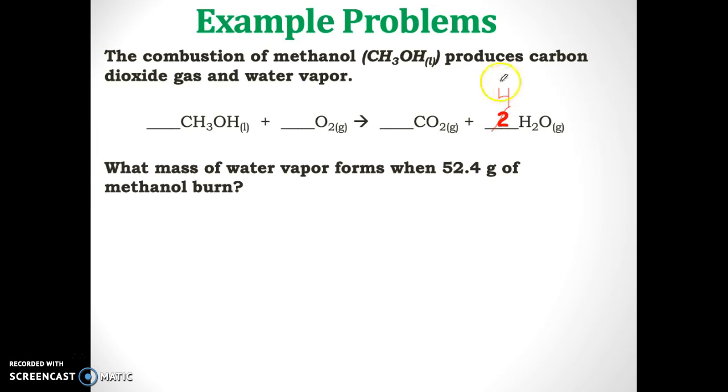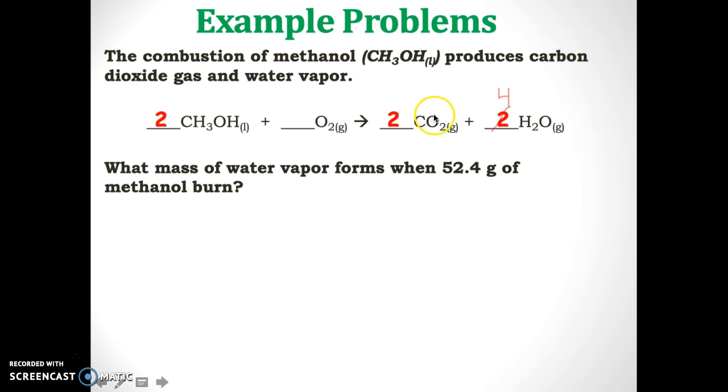Now I'm going to start over. So now how many hydrogens do I have here? 8. To get 8 hydrogens on the left side, I need to add a 2. And that makes 8 hydrogens. But that messes up my carbon. So carbon now has 2 carbons. So I'm going to need to add a 2 over here. So now I have 2 carbons, 2 carbons.